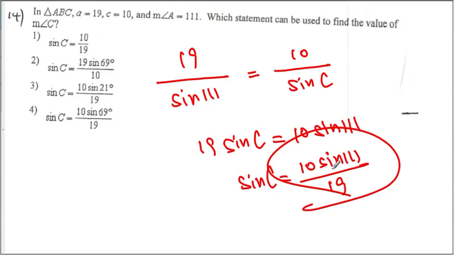Now, but 10 over 19, we see that here. But where do you see sine of 111? In fact, sine of 111 is equal to sine of 69, because the reference angle of 111 is equal to 69, so our answer will be choice 4.